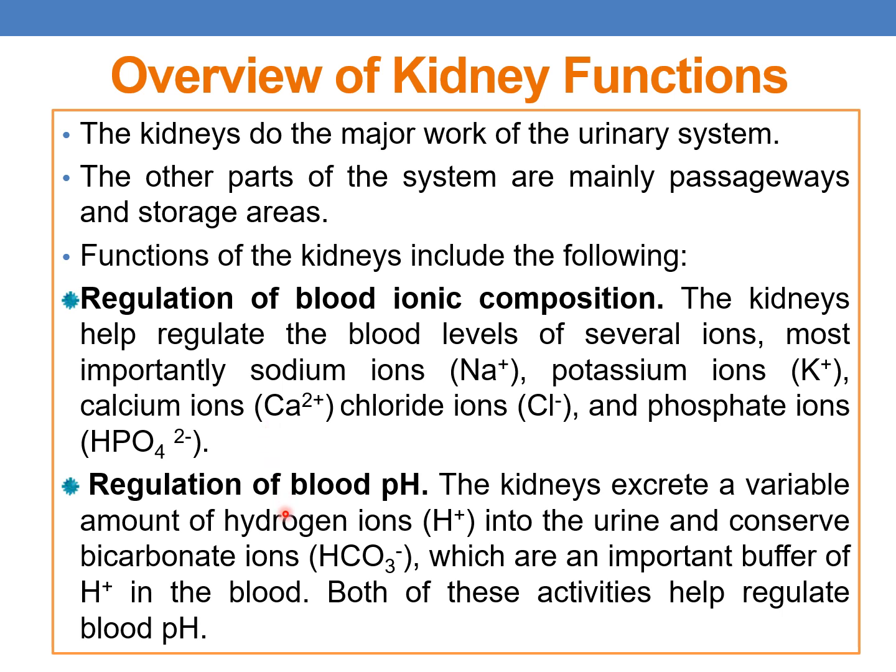The next is regulation of blood pH. Kidneys excrete a variable amount of hydrogen ions into the urine and conserve the bicarbonate ions, which are an important buffer for H plus ions in the blood. Both these activities help regulate the blood pH.